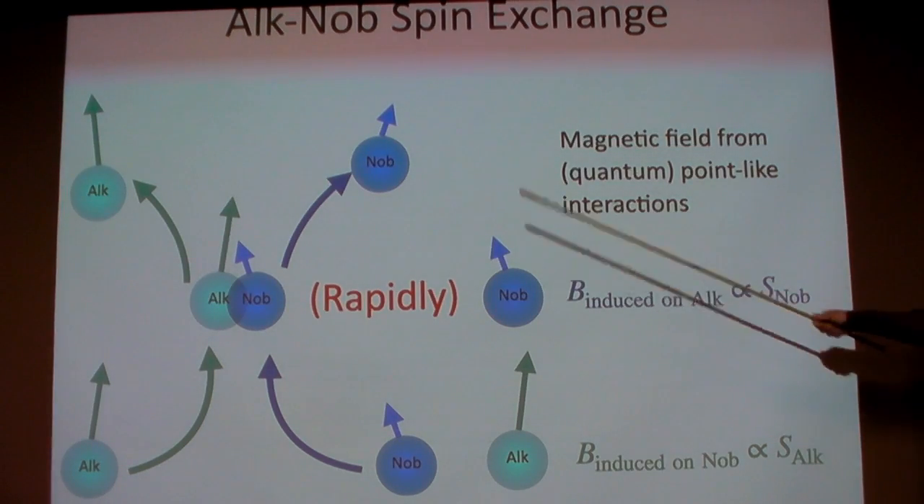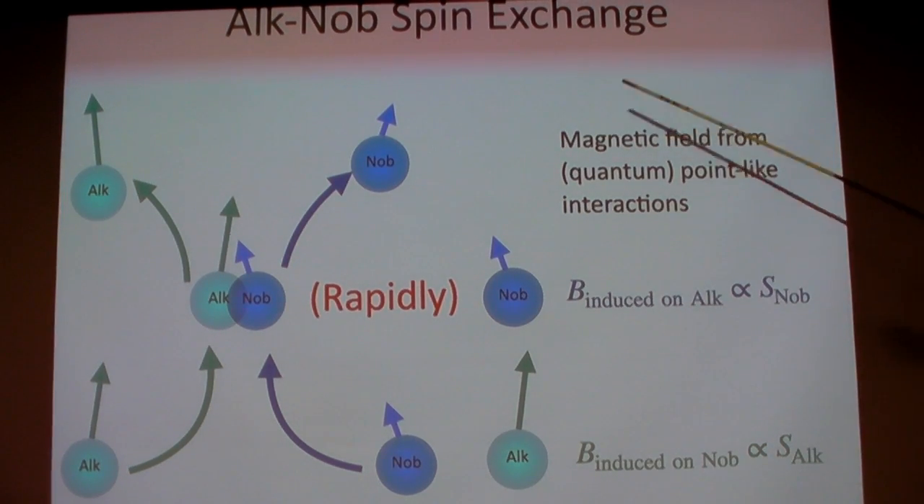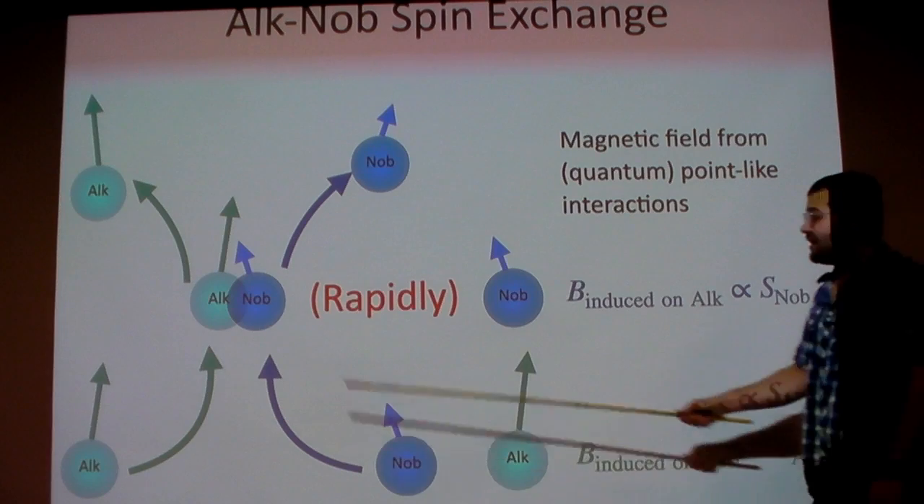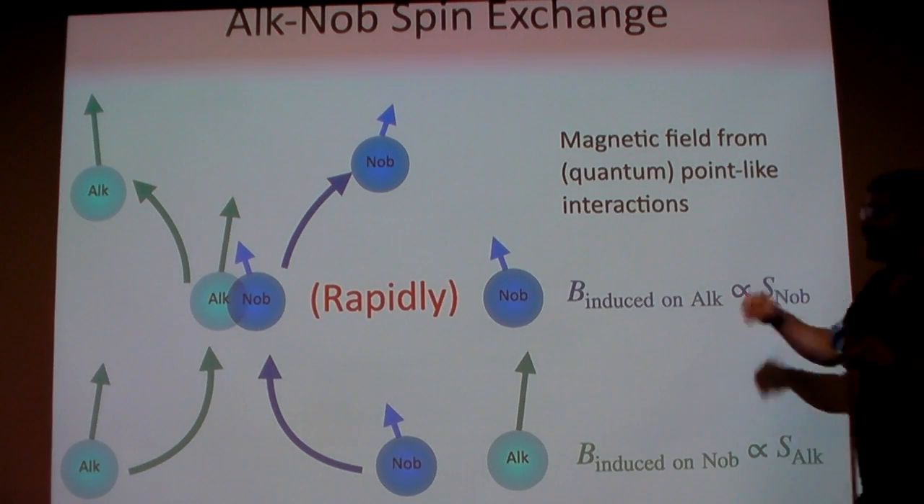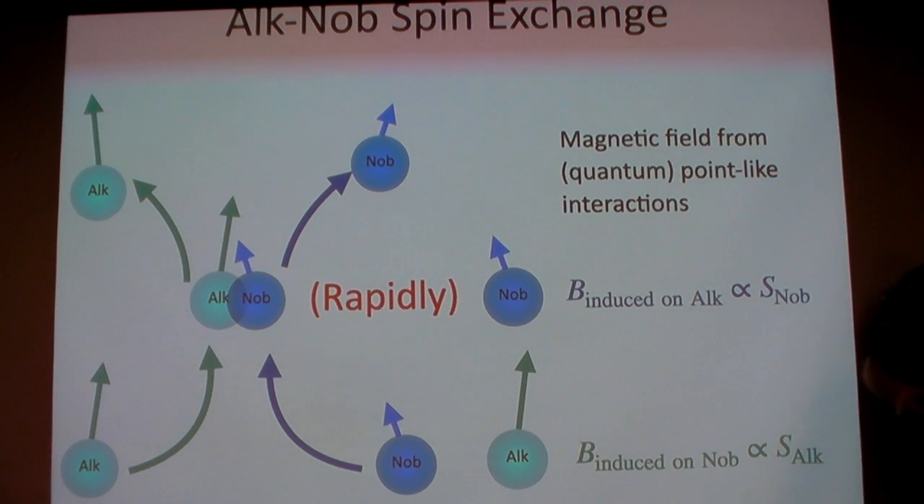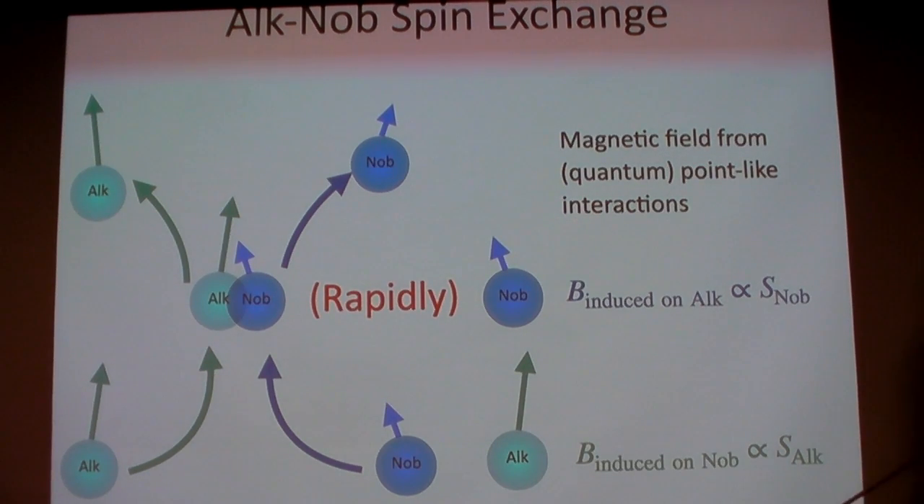So, the one thing I want to put a fine point on is this alkali noble spin exchange. These guys are going to hit each other every once in a while, just because I put them in the same place. That's what makes this a co-magnetometer. This happens very rapidly. And every time they hit each other, they apply a magnetic field on one another. This is a quantum effect, in the sense that you need to know the wave function, you need to do some quantum calculation to actually compute what is the magnetic field that they would apply on one another.